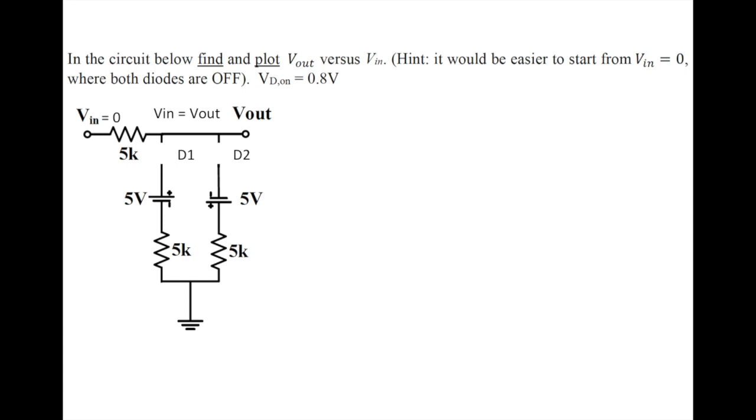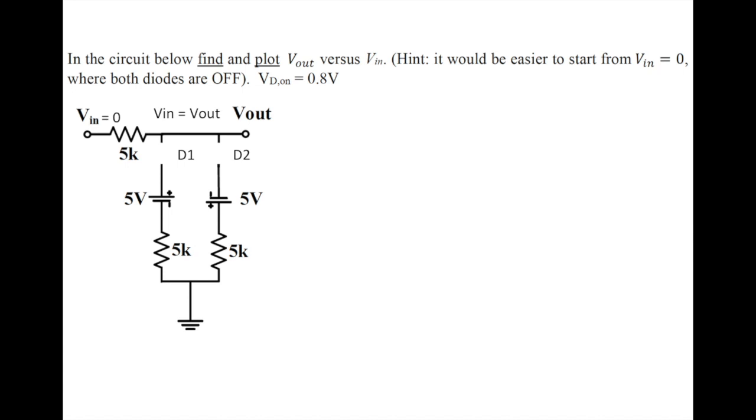We can see that there is no grounded part of the circuit that is connected to V in and V out, which means that there's no current flowing from V in. What this means is that there is no current flowing through the 5K resistor at the top, which means there's no voltage drop across that resistor. So therefore, V in equals V out when V in equals 0.